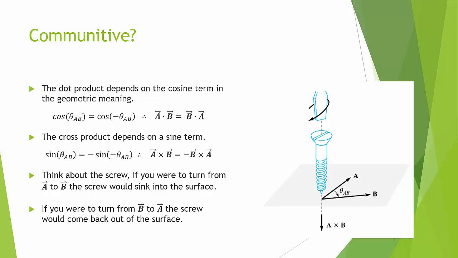What ends up happening is the screw actually plunges into the surface. But if you were to flip the order, and this was purely commutative, what that would also say is that if you were to turn to the left, it would also go down into the plane, which isn't true. Instead, what happens is if you turn your screwdriver to the left, counterclockwise from B to A, the screw actually comes up from the surface. So that's how you unscrew something.